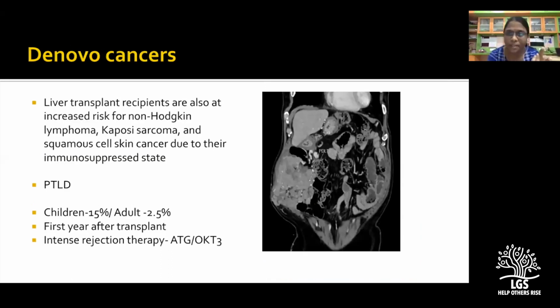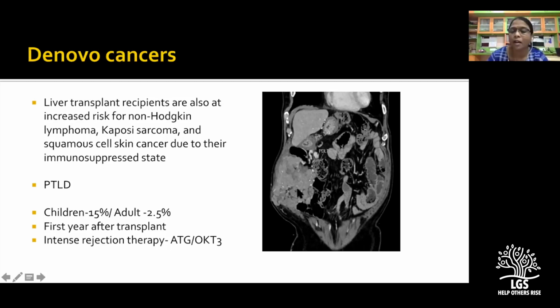And because of the immunosuppressed state, de novo cancers are also common in the transplant setting. We need to screen for these tumors also. One such is post-transplant lymphoproliferative disorder. The incidence in children is high when compared to that of adults. It is more common in the first year after the transplant. Because of intense rejection therapy, it usually presents with multiple nodal masses in the abdomen as well as in the mediastinum. Sometimes it can present with soft tissue thickening or a soft tissue mass around the hilum, encasing the portal hilar structures, causing vascular complications and biliary complications. In this setting, there is a large soft tissue mass in the right paracolic gutter.